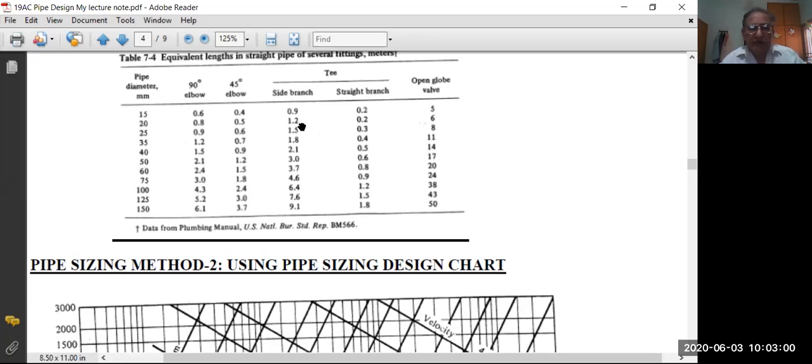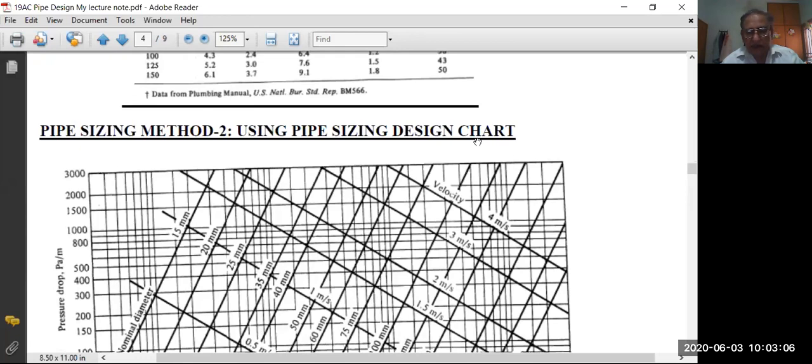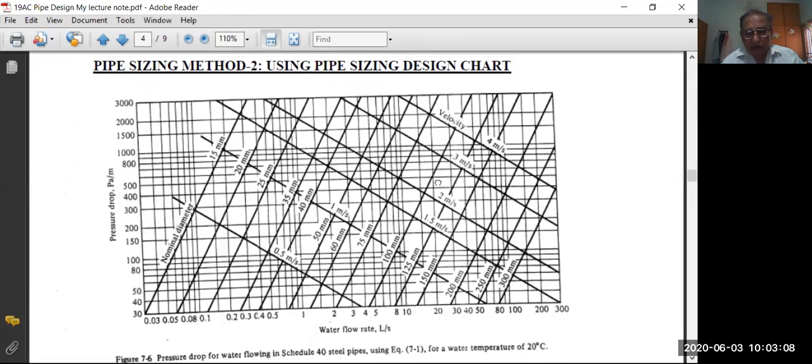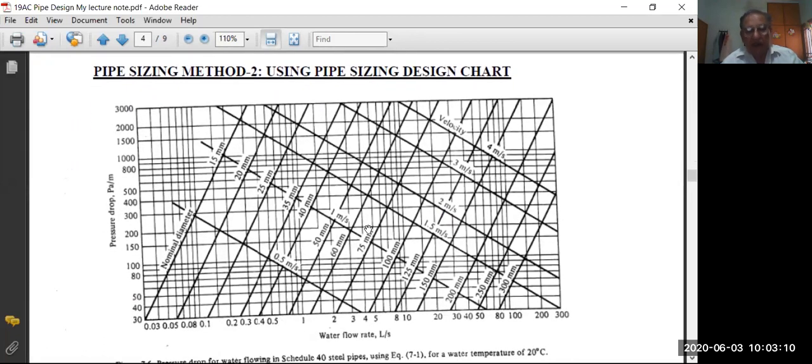So depending on diameter and on the fittings, you find the equivalent length from this table and do the calculation. This you will see in the problems. I will give you short problems also. This is a chart like you have seen in chapter 6 for ducts, but it is rather different because the fluid is water now.